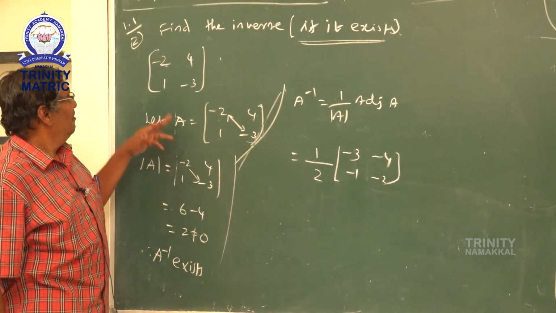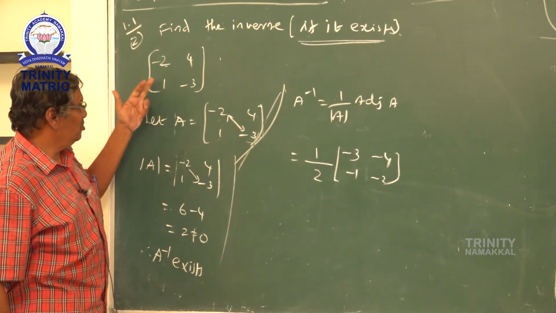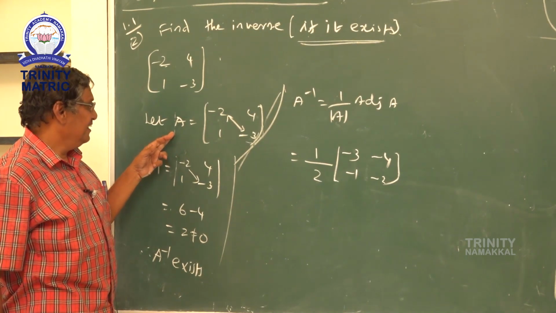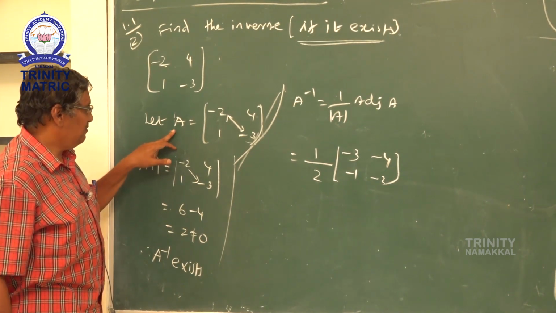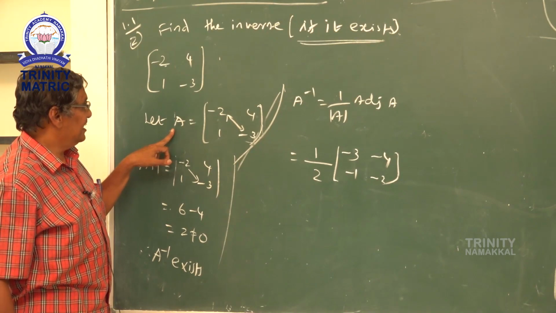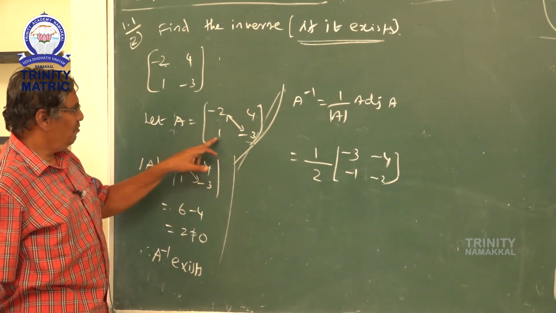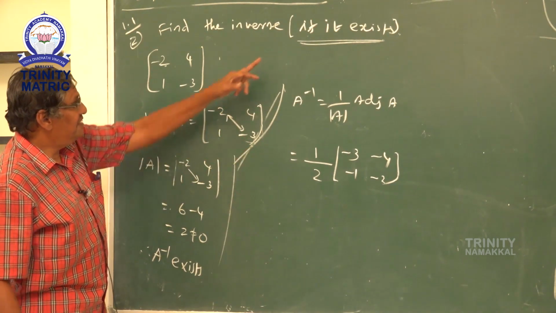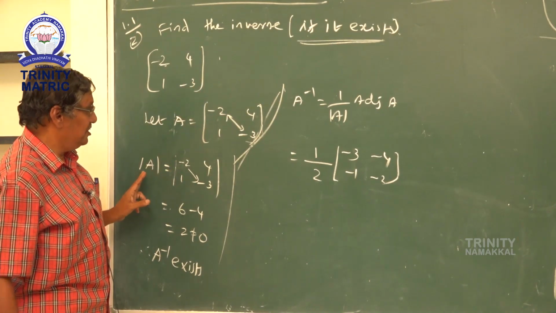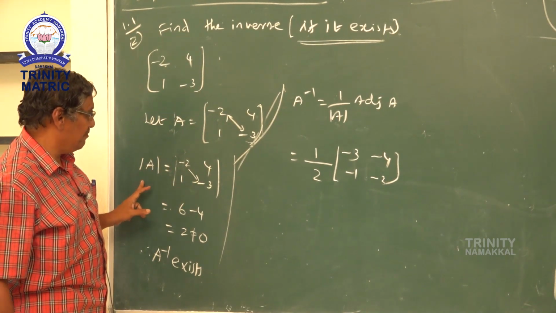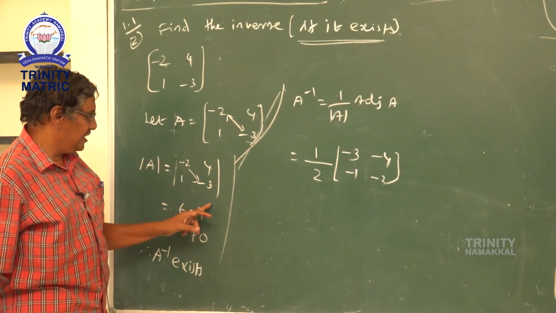Again, what is the given matrix? You should write it with a capital letter name, usually the first letter of the alphabet, that is A: minus 2, 4, 1, minus 3. The inverse exists when the determinant is not equal to 0, so we have to find the determinant value.